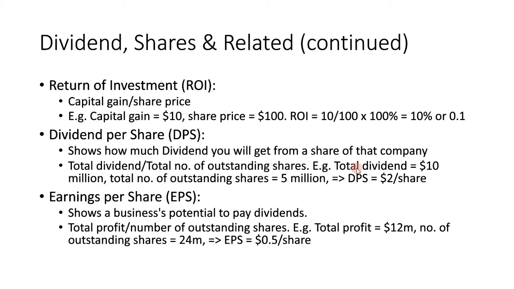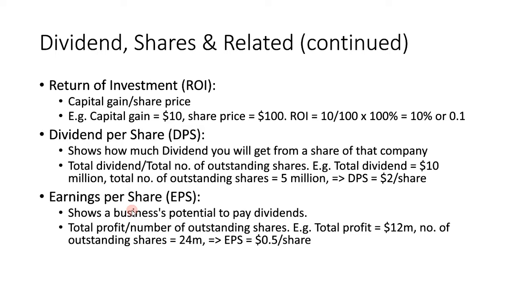$2 per share. Earning per share is similar to dividend per share, but it doesn't show how much you get from a share of the company, but it shows a business's potential to pay dividends. Because again, as I said, earnings is not dividend. For earnings, you have to subtract retained earnings, and you have to subtract cost of goods sold and expenses before you get to the dividend. So it's the wider step, or the broader step. So it shows a business's potential to pay dividends.